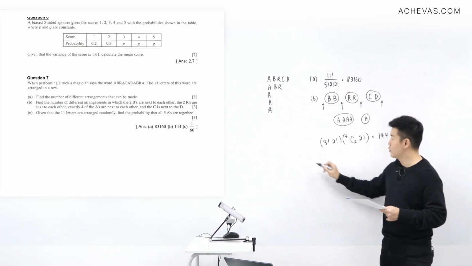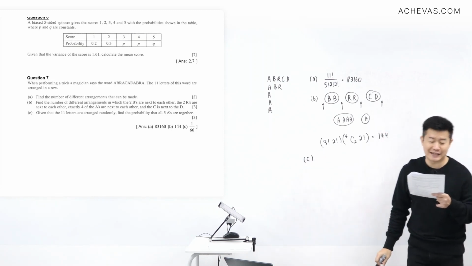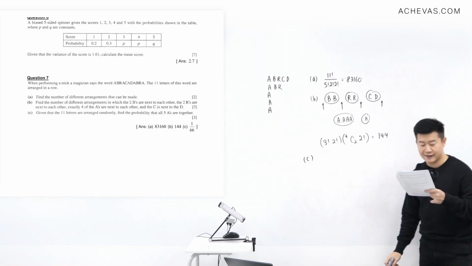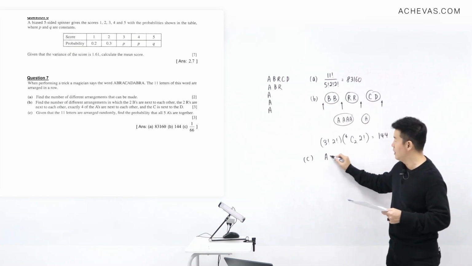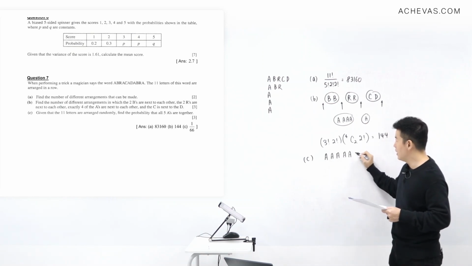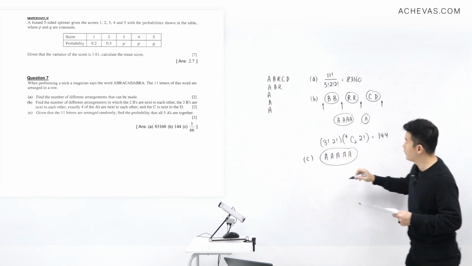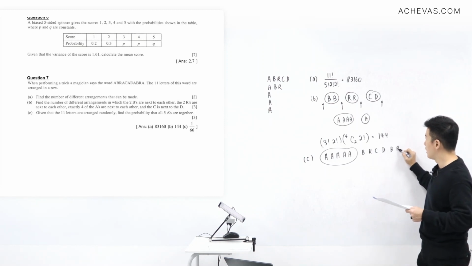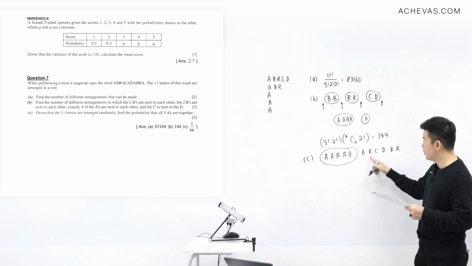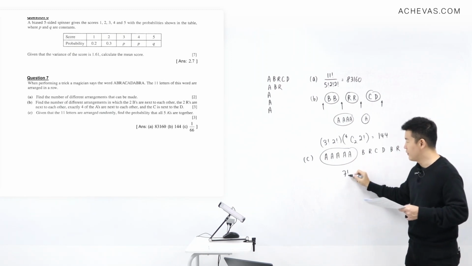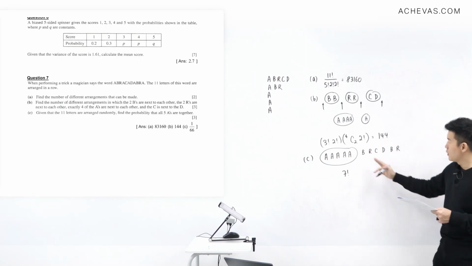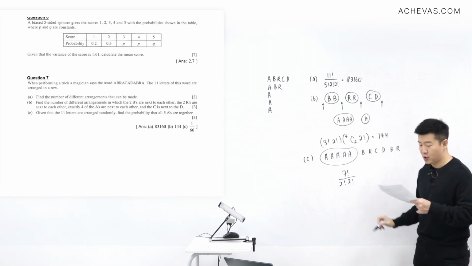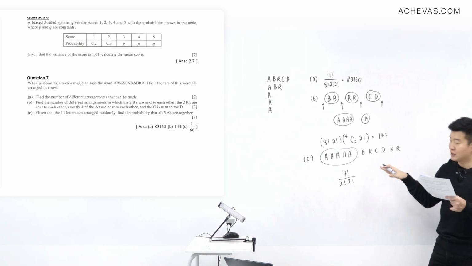A pretty interesting question. Let's now take a look at C. Given that the 11 letters are arranged randomly, find the probability that all the A's are together. A, A, A, A, A, all 5 A's together. I'm going to be left with the rest of the letters, which are B, R, C, D, B, R. So we have 1, 2, 3, 4, 5, 6, 7, we'll do 7 factorial. With 2 B's, divided by 2 factorial, and 2 R's, divided by 2 factorial. So this is the way to arrange the 11 letters such that all the A's are together.